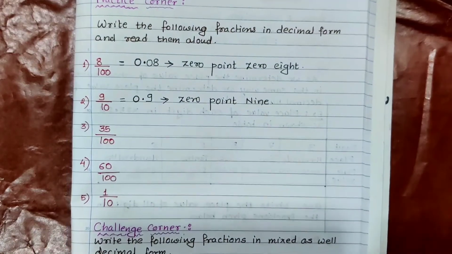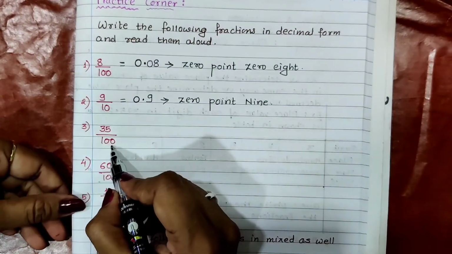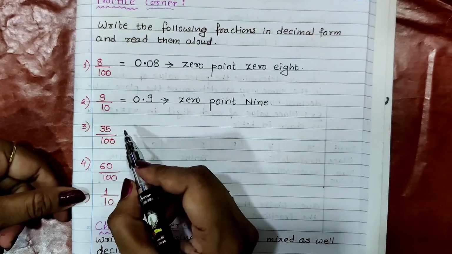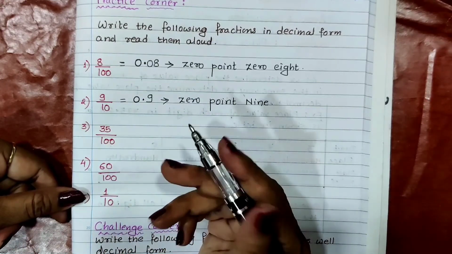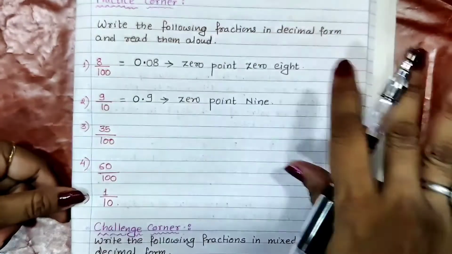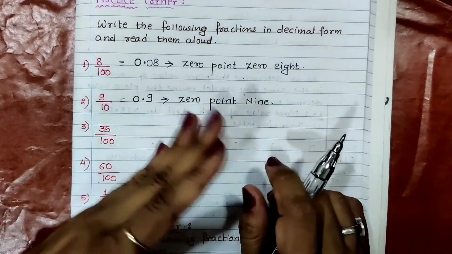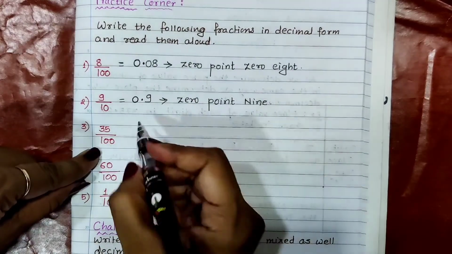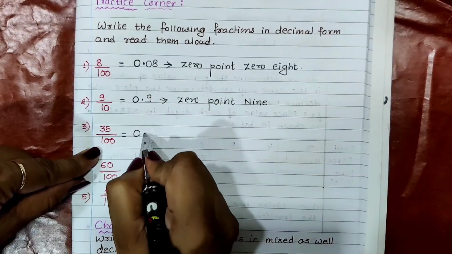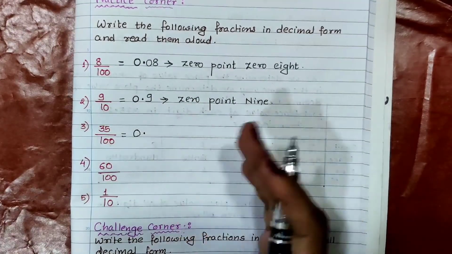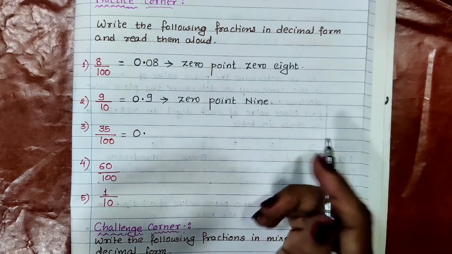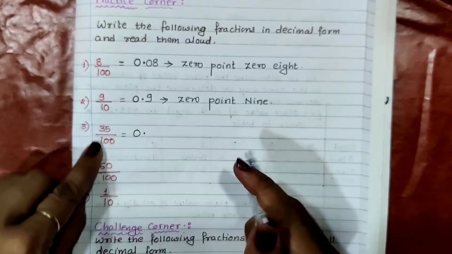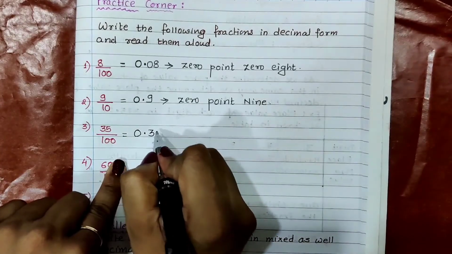Now third one, 35 upon 100. Upon 100 is there, 2 zeros. That means we should have 2 digits on the right hand side of point. What should be written on the left side? On left side, no integer is there. So on left side we write 0, 0 point. What should be written on right side of the point? We have to write 2 digits. So 2 digits are there in the numerator. So we write those 2 digits as it is.